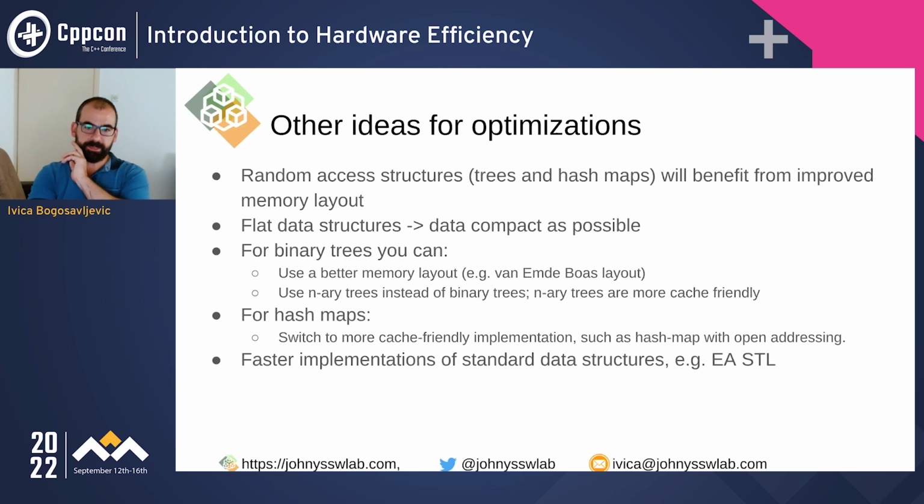If you have hash maps, you can switch to a more cache-friendly implementation of hash map. One of these implementations is called hash map with open addressing. So if you need faster hash maps, you should look up hash maps with open addressing. They're more cache-friendly, they work faster. Actually, there are whole implementations of the standard library that are aimed at speed. For example, EASTL. EA is Electronic Arts Sports, the game developer. They have their own containers which are faster and more cache friendly.